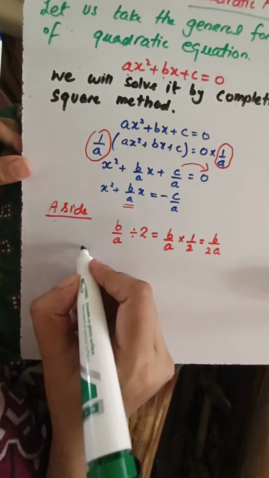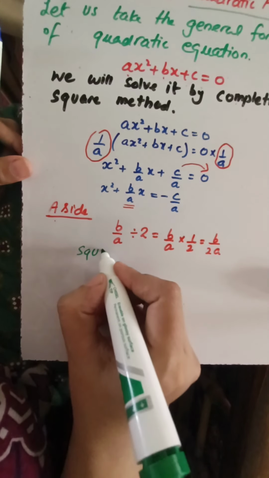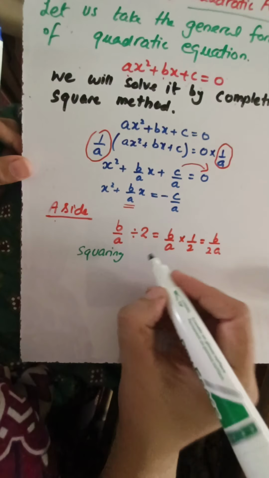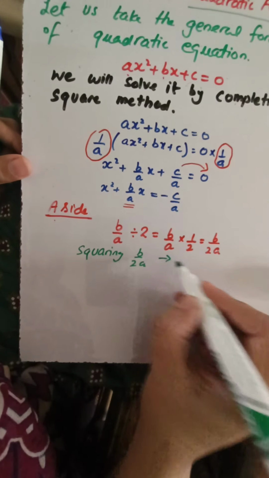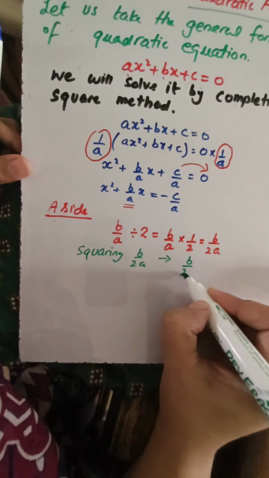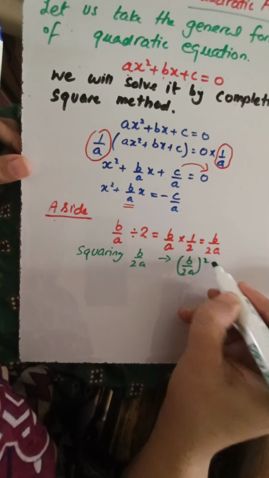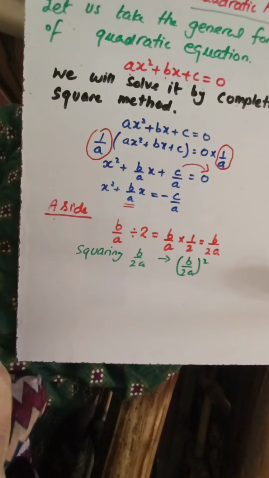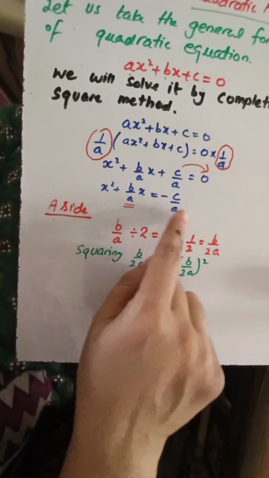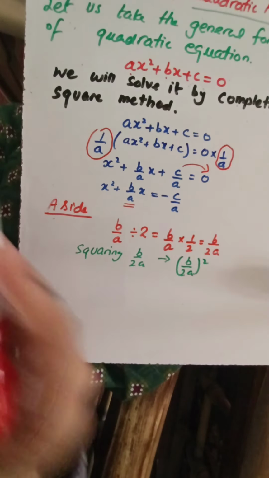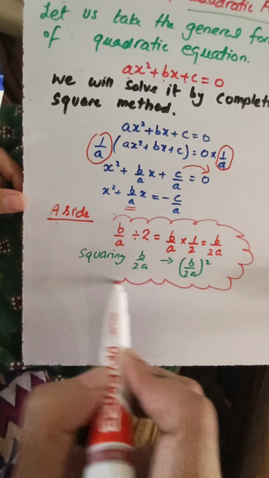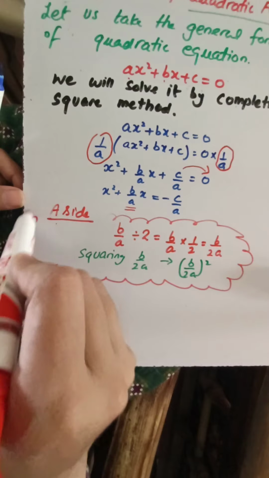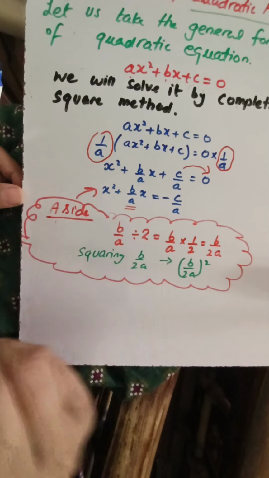So squaring b over 2a gives us b over 2a whole square. In the next step, I am going to add this on both sides of this equation. Okay, so these are the side calculations that I required to get to this number, which I have to add to this equation.